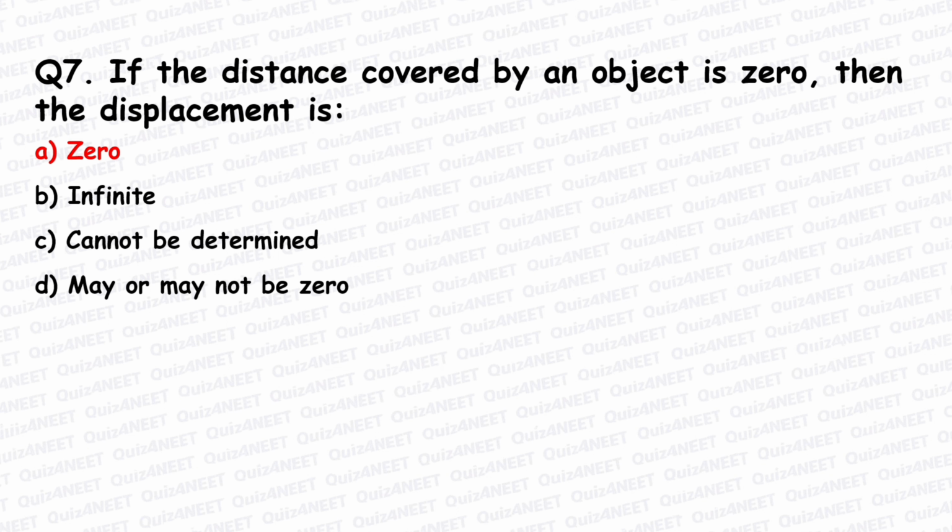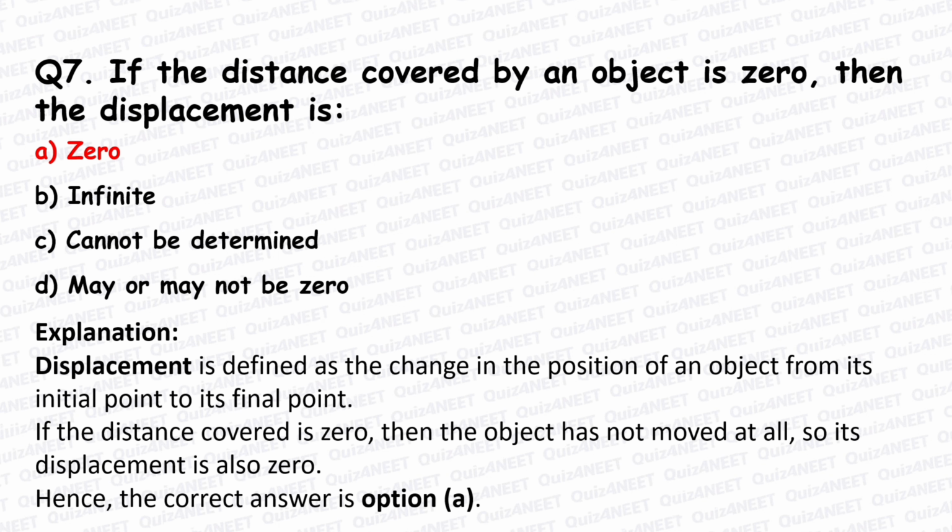Answer: A, 0. Explanation: Displacement is defined as the change in the position of an object from its initial point to its final point. If the distance covered is 0, then the object has not moved at all, so its displacement is also 0. Hence, the correct answer is option A.